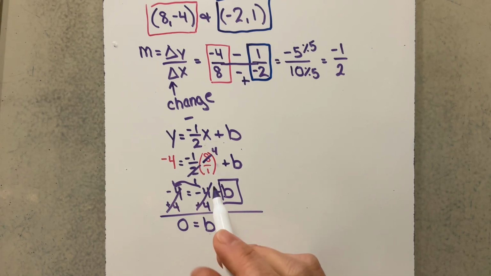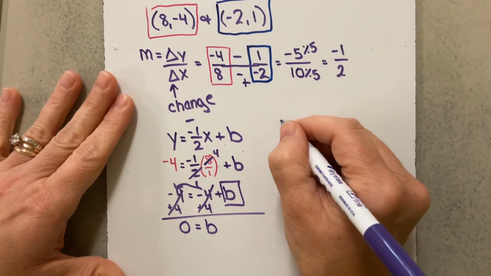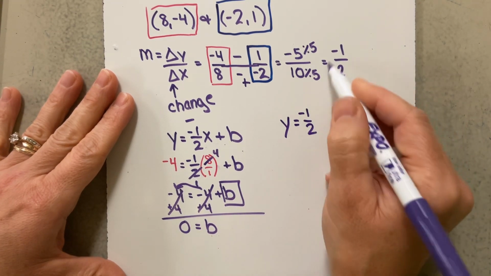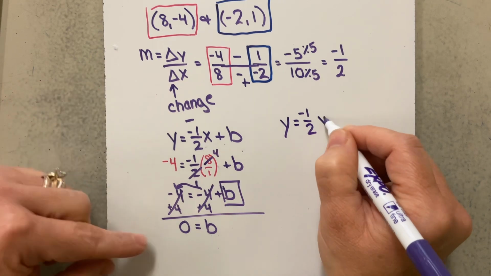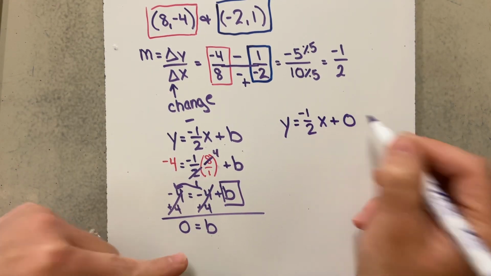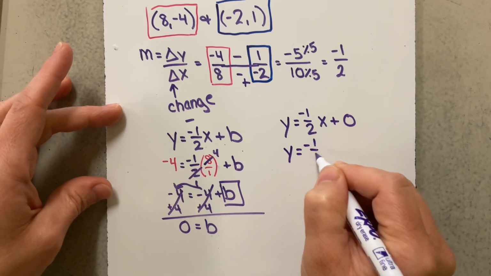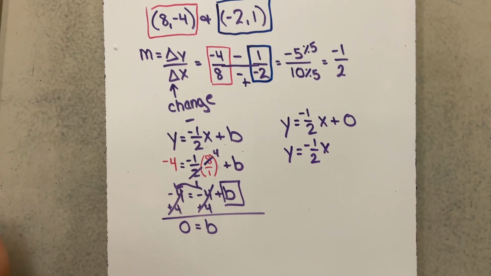So that means now we're going to put it together. y equals -1/2 x plus 0, but because it's plus 0, we really don't need it, so y equals -1/2 x would be just fine. Alrighty, so when we are given a slope or 2 points, we can solve for our y equals mx plus b, our slope-intercept.